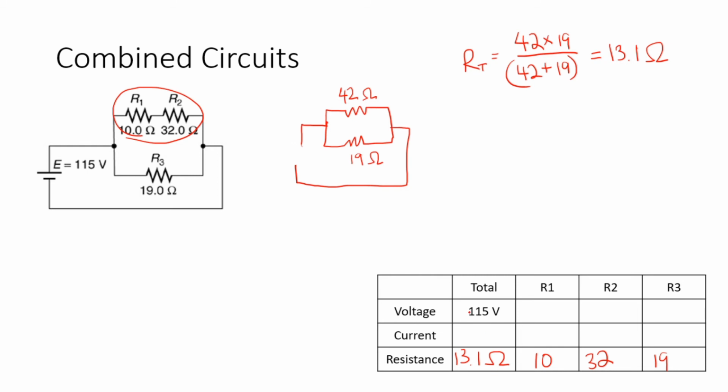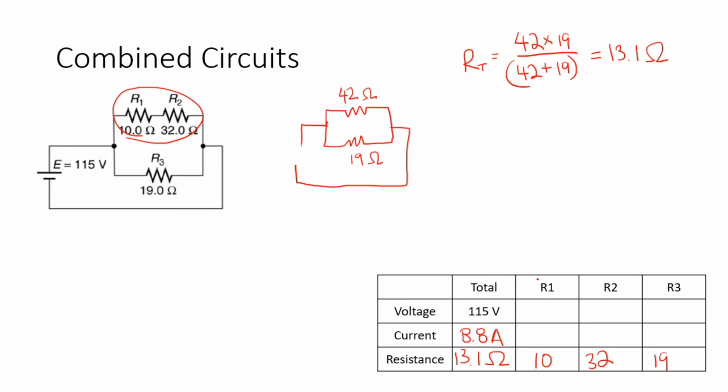Okay. Here we go again. 115 divided by 13.1, 8.8 amps. So I know that it's not going to be 8.8 amps in both branches. I know that it's not going to be 4.4 amps in both branches because they're not equivalent, like 42 and 19 aren't the same resistance.